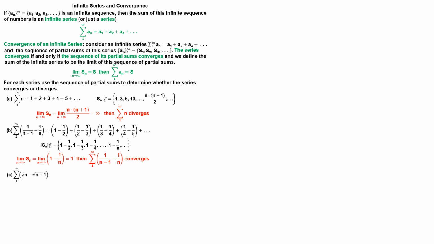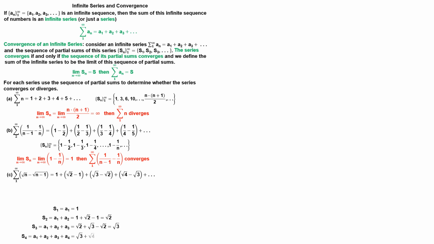To solve item C, we need to find the formula for the partial sums. So we start by writing the first few terms of the series, and then we do the same for the partial sums. Notice that every term except the last term is cancelled. This is a telescoping series.